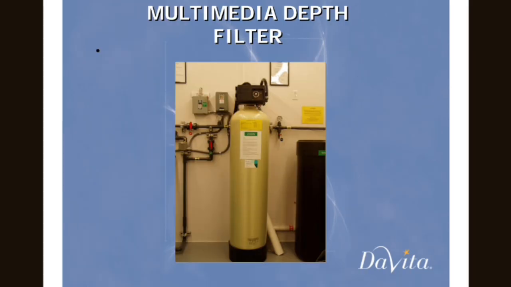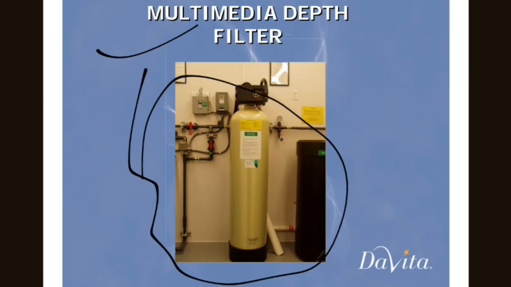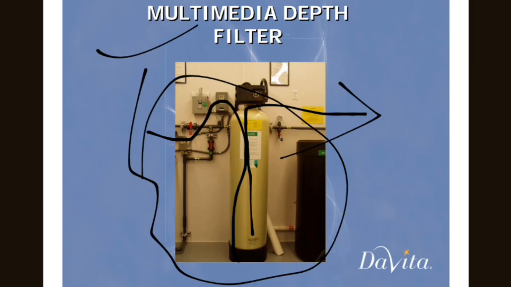Here is the photo of a multimedia filter. So water passes through a booster pump and comes into that filter. Particles more than 10 micron size are trapped in that filter, and other small molecules and water, purified water, pass through the tank to our second filter.